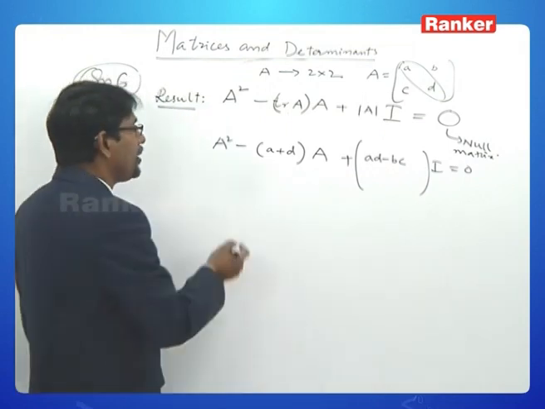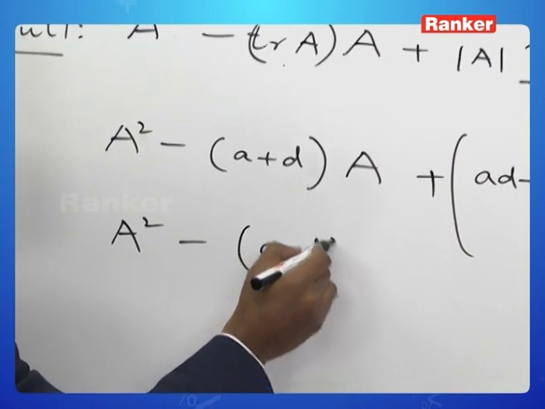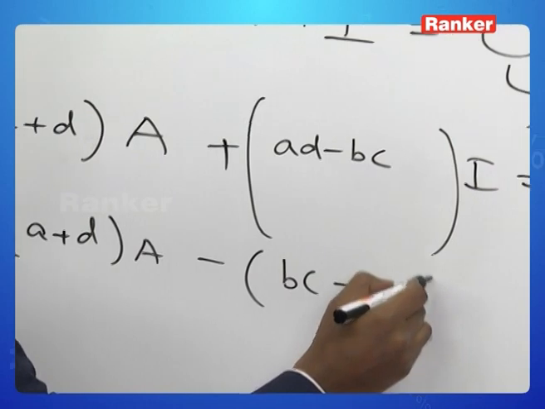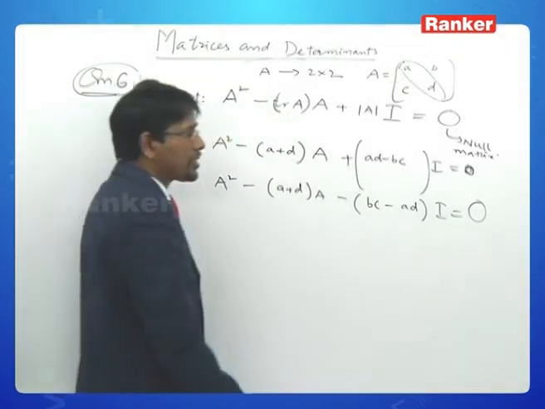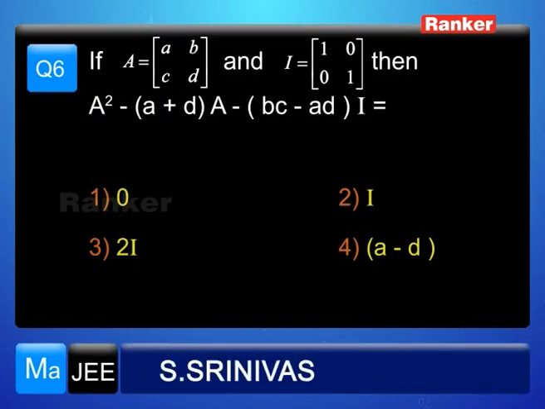Now that is clearly what is given. A square minus (A plus D) into A minus (BC minus AD) into I. That is equal to what? Null matrix here. Null matrix here. So the right option here is answer 1.